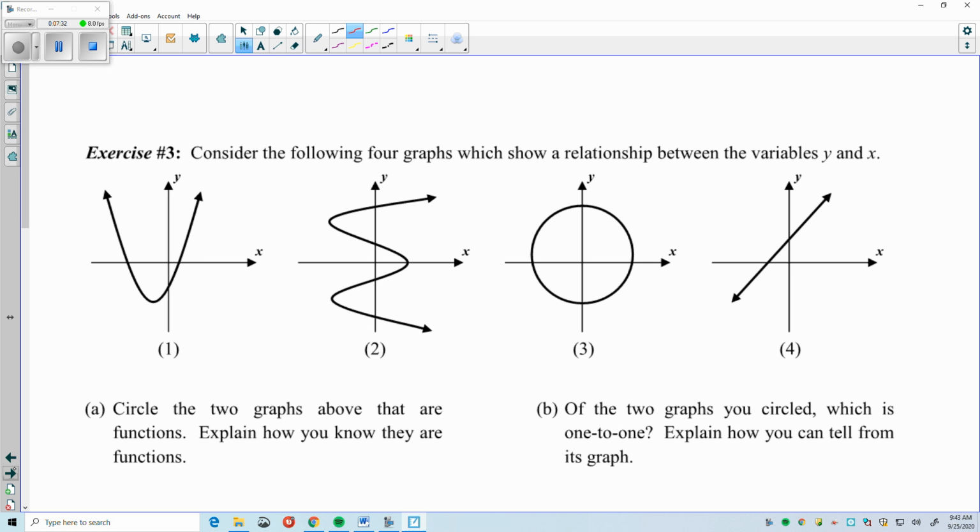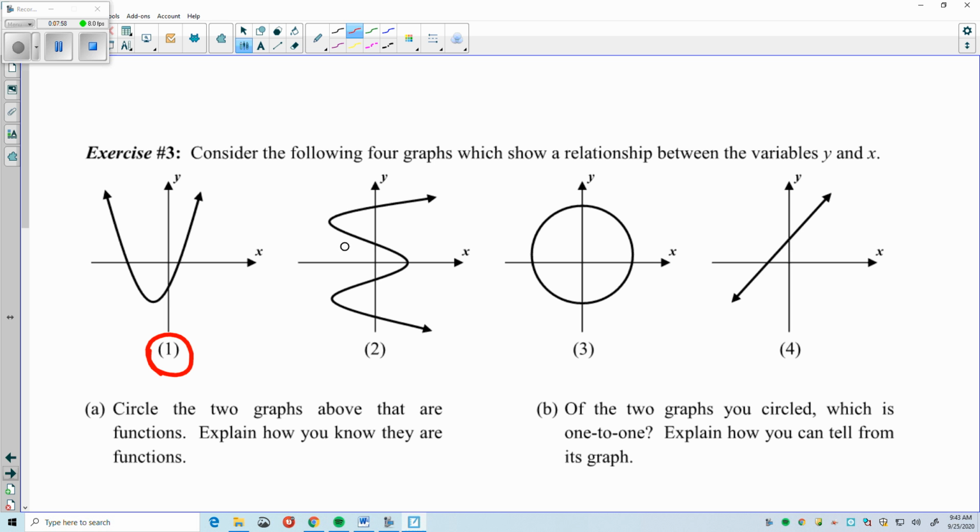So now we're going to take a look at it from a graphical standpoint. Sometimes thinking of it on graphs is a little bit easier. So we're going to consider the 4 graphs, and it says circle the 2 graphs above that are functions. Okay, easy way to tell if it's a function, we said, is it has to pass the vertical line test, vertical going up and down. And if I'm looking at this, I can say, yep, that definitely passes the vertical line test. So I could say number 1 is a function.